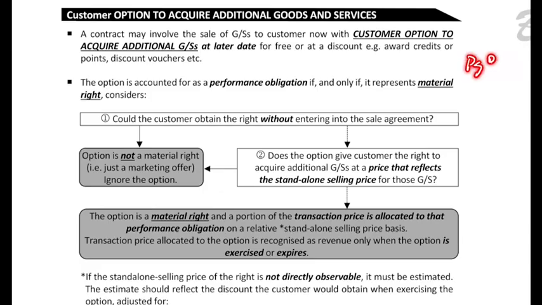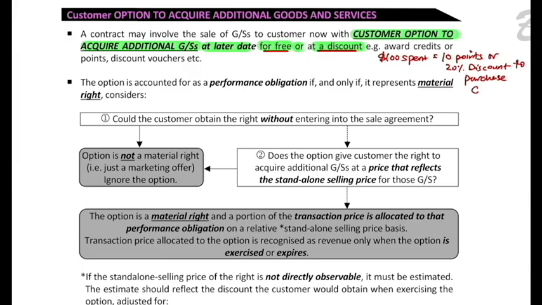Please refer to page 848. Customer options to acquire additional goods and services. Now we're discussing the transaction relating to customer options to acquire additional goods and services at a later date for free or at a discount. Take for example, loyalty point, discount voucher. Every $100 spent, it comes with 10 points or 20% discount to purchase goods and services at a later stage.